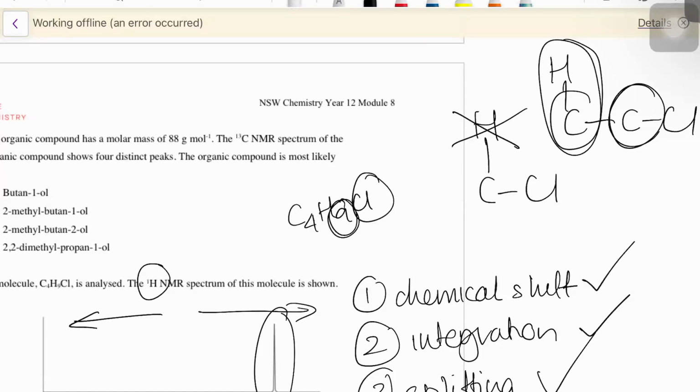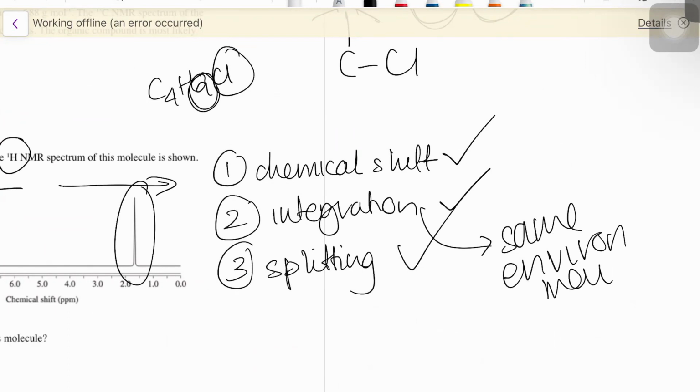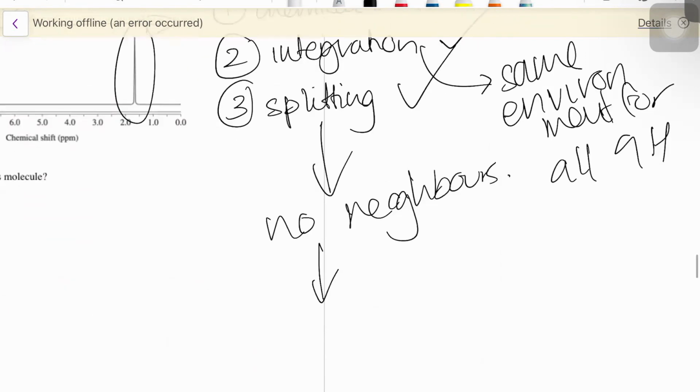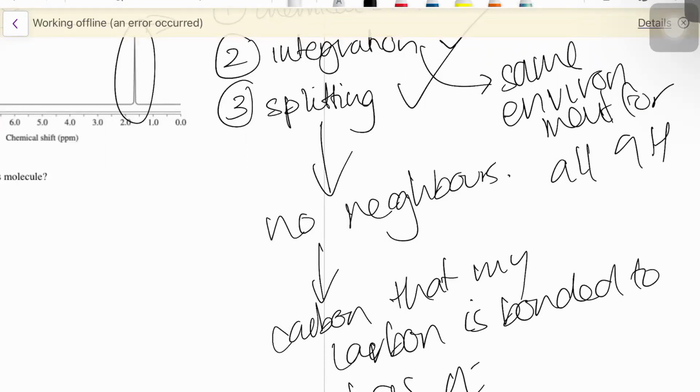So that's my 3rd thing that I'm looking for. Integration: same environment for all 9 hydrogens. And then splitting: no neighbors. What that means is the carbon that my carbon is bonded to has no hydrogens, because if it did have a hydrogen, that hydrogen would be my neighbor.